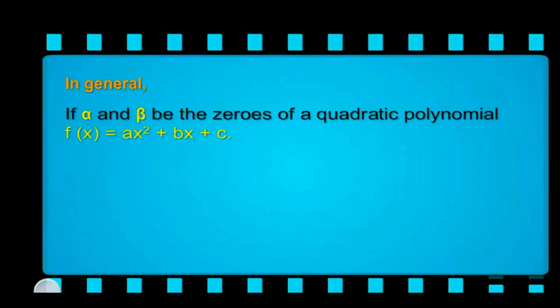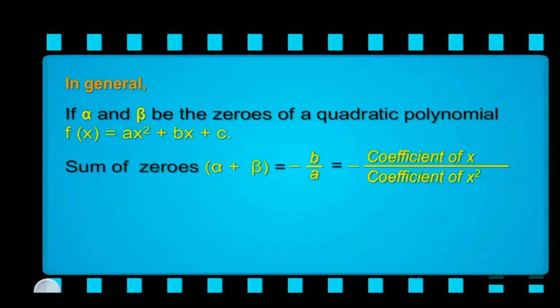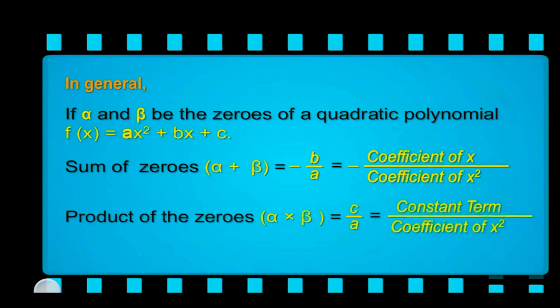In general, if alpha and beta are the zeros of a quadratic polynomial f of x equal to ax squared plus bx plus c, the sum of the zeros alpha plus beta is equal to minus coefficient of x upon coefficient of x squared. The product of the zeros alpha into beta is equal to the constant term upon coefficient of x squared.